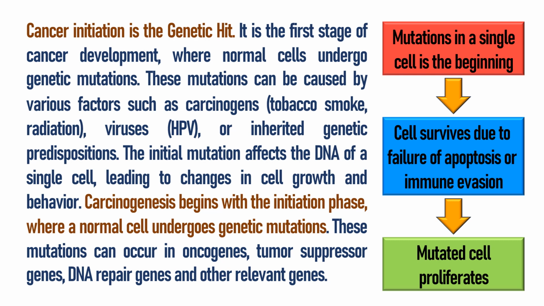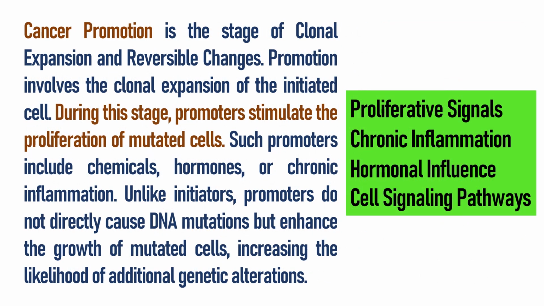Carcinogenesis begins with the initiation phase, where a normal cell undergoes genetic mutations. These mutations can occur in oncogenes, tumor suppressor genes, DNA repair genes, and other relevant genes. Cancer promotion is the stage of clonal expansion and reversible changes. It's the second stage. Promotion involves the clonal expansion of the initiated cell.